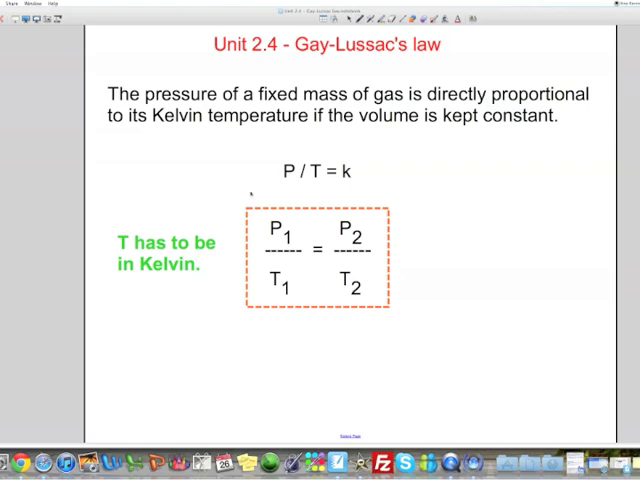As you can see, this one deals with pressure versus temperature. It says that the pressure of a fixed mass of gas is directly proportional to its Kelvin temperature if the volume is kept constant this time. So volume and number of moles are kept constant, so it's only pressure and temperature that change. And that ratio stays constant, which allows us again to say P1 over T1 is equal to P2 over T2.